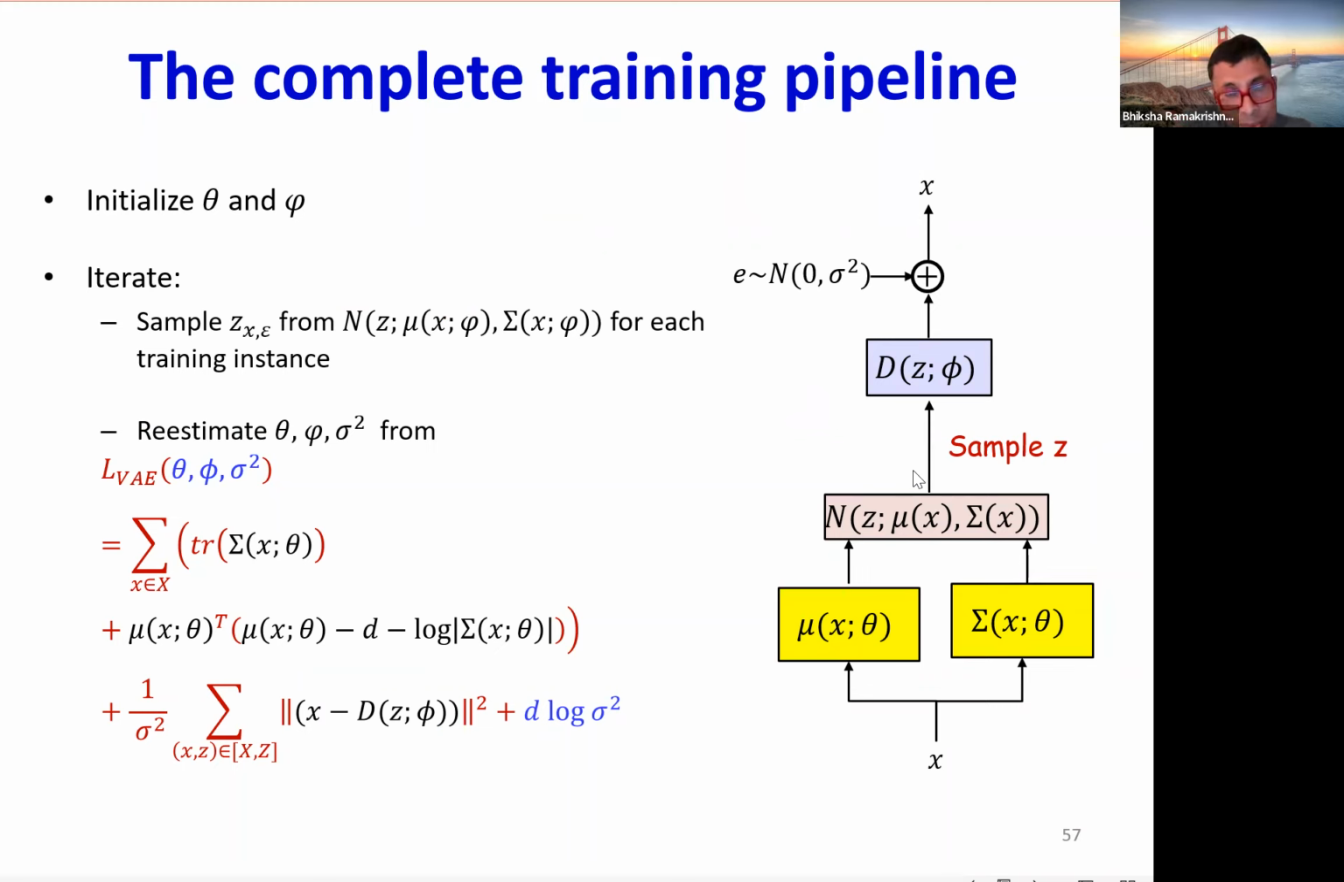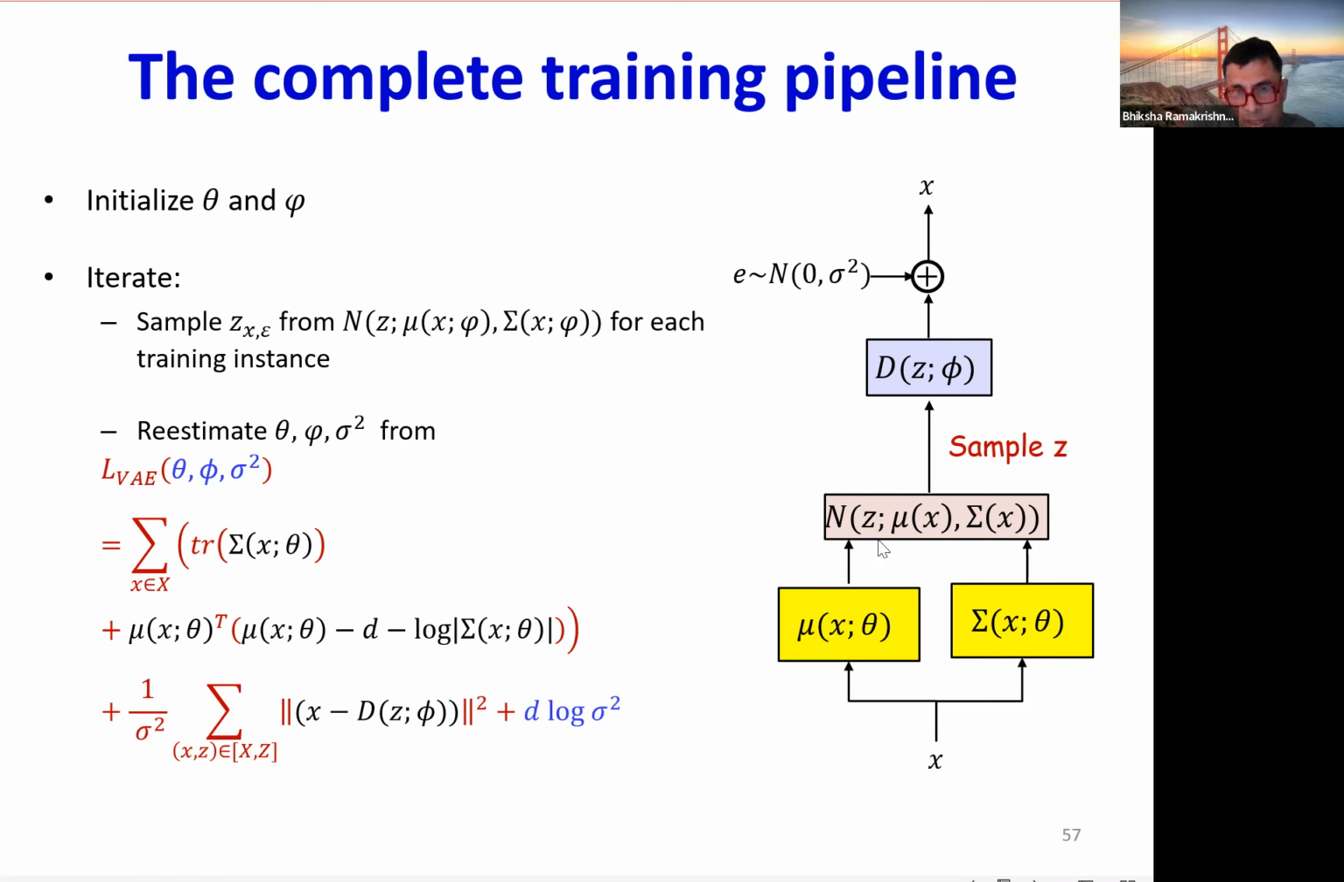I said we would have to sample multiple X's, right? It turns out it's sufficient to sample one X for each Z. Then you pass that Z through the decoder and you get an X hat, which is basically the decoder output. For that X hat, you can compute the negative log likelihood, which is given by this formula here.